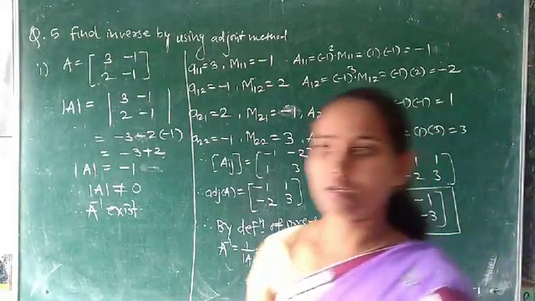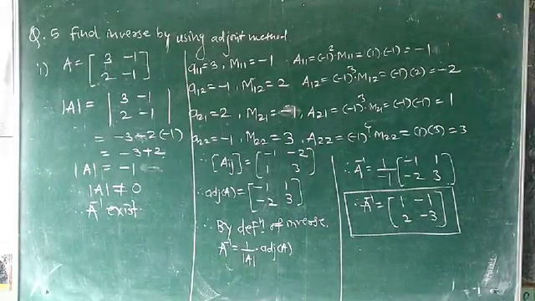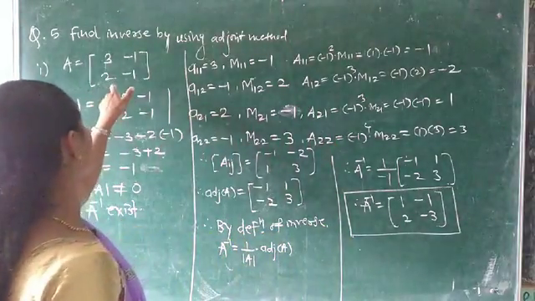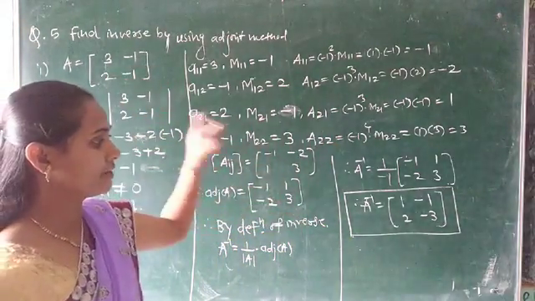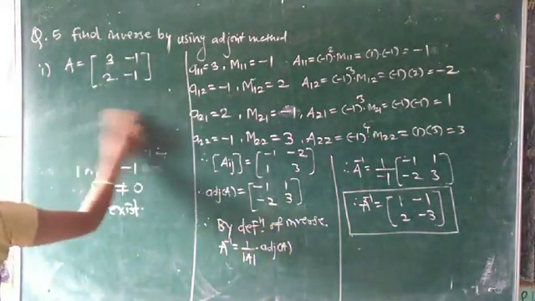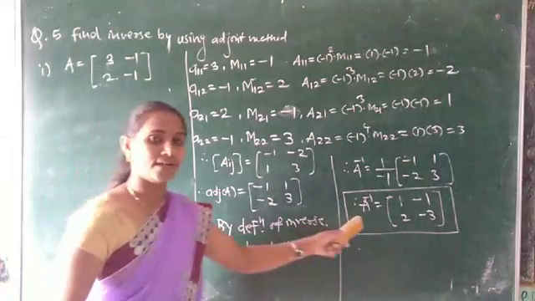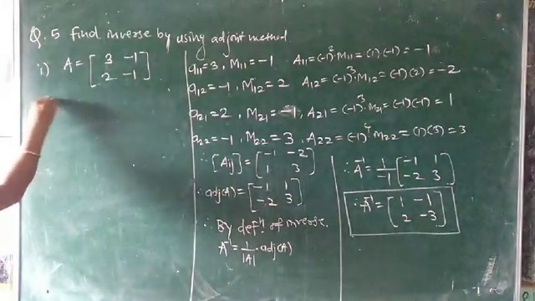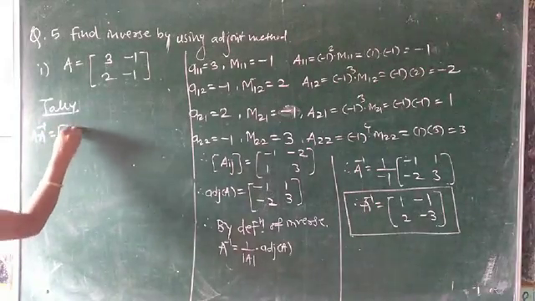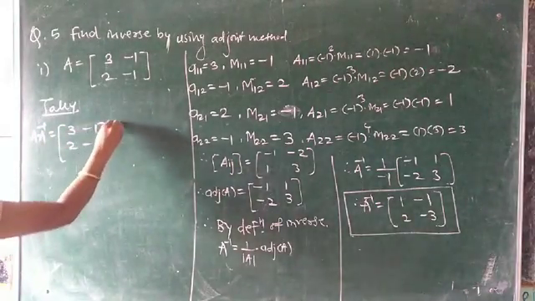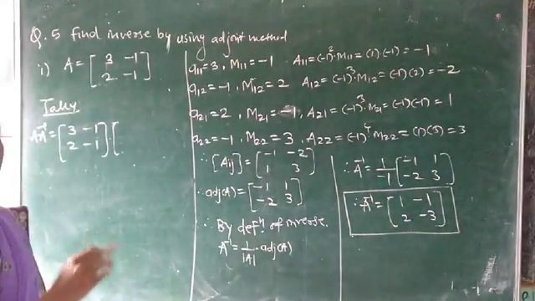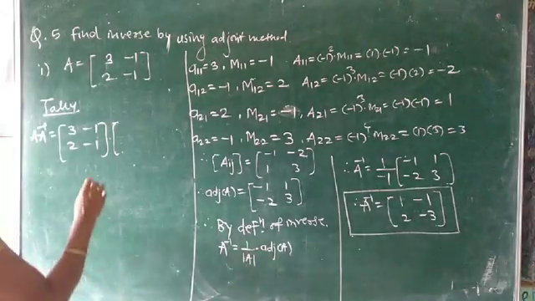Now check whether our inverse is correct or incorrect. How to check whether the inverse is correct or incorrect? We know the definition of inverse: A into A inverse is identity. So if we take the product of A into A inverse and it is identity, then you have found the correct inverse. So check here. A times A inverse. The definition of inverse is: if A into B and B into A is identity, then the matrices are said to be inverses of each other.